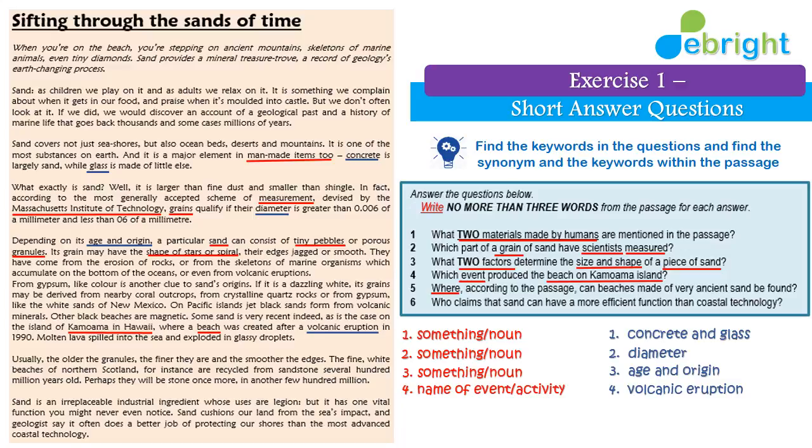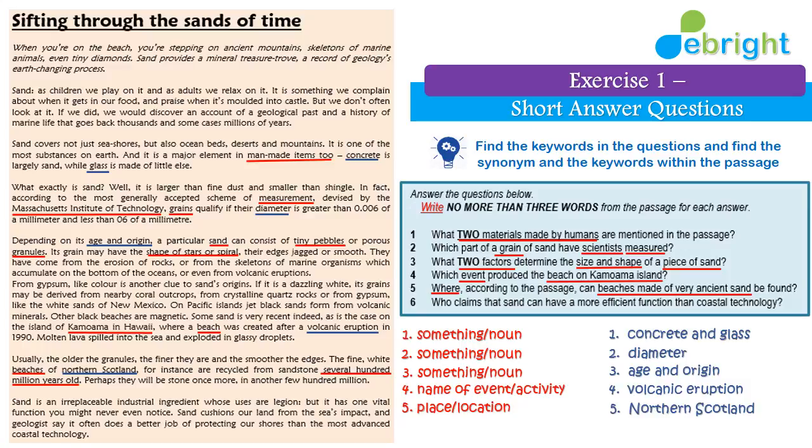Where, so we need a place. According to the passage, can beaches made of very ancient sand be found? We need a place of location, as I mentioned previously. And then the other keywords are beaches made of very ancient sand. Let's find these keywords in the passage in the next paragraph. You've got beaches over there. You've got several 100 million years old, which is similar to very ancient. So the correct answer is a place. We need a place. So over there you've got northern Scotland. So number 5 is northern Scotland.